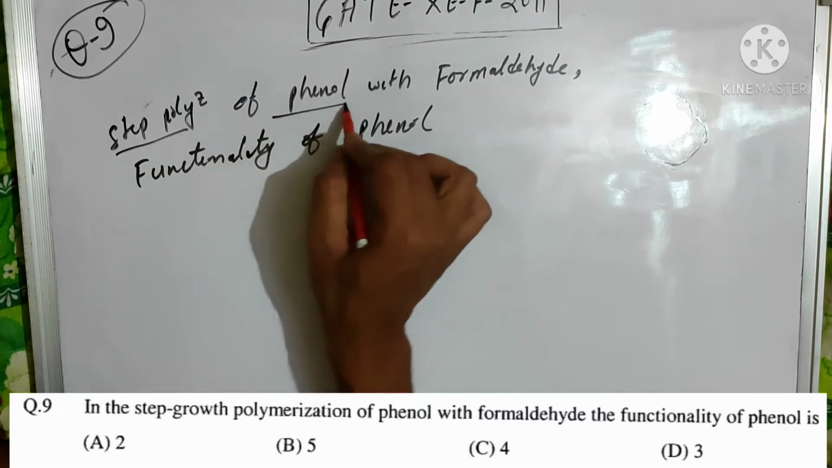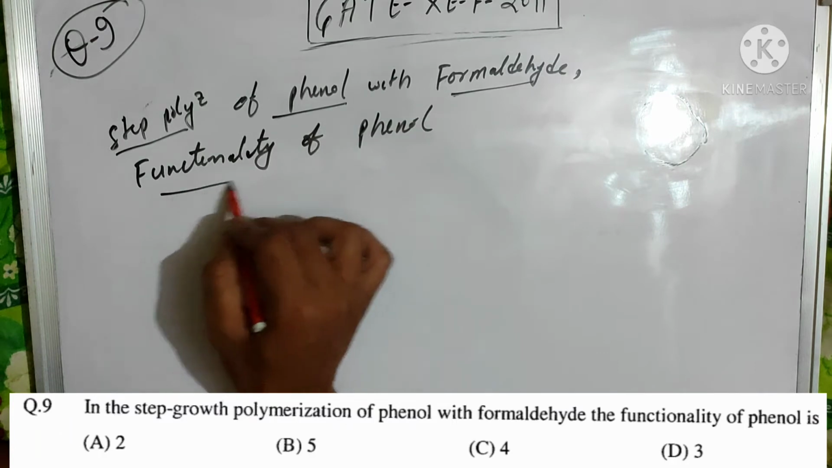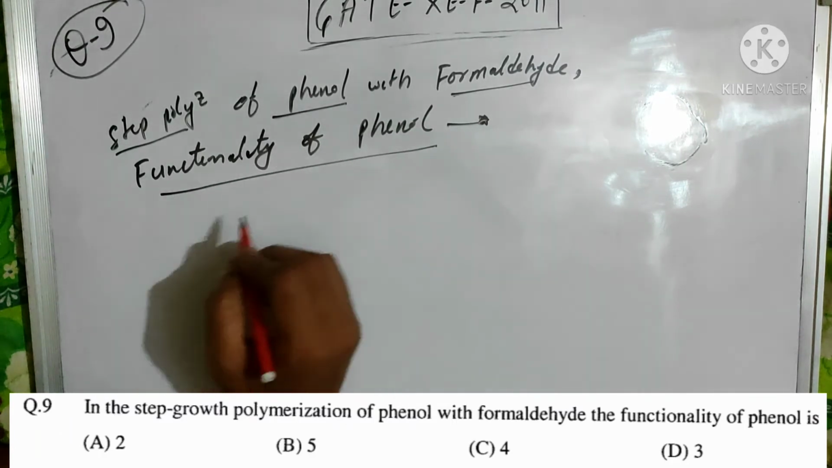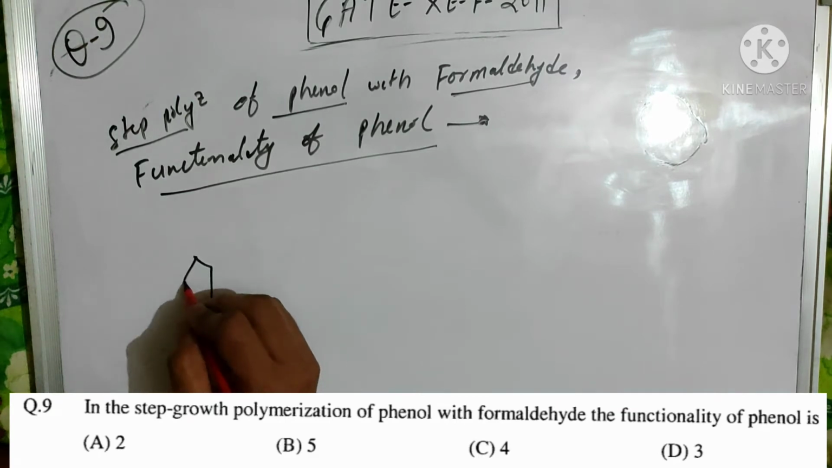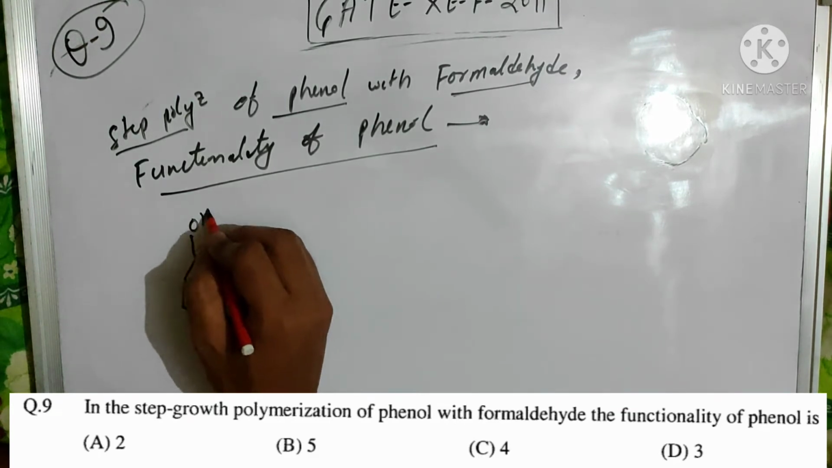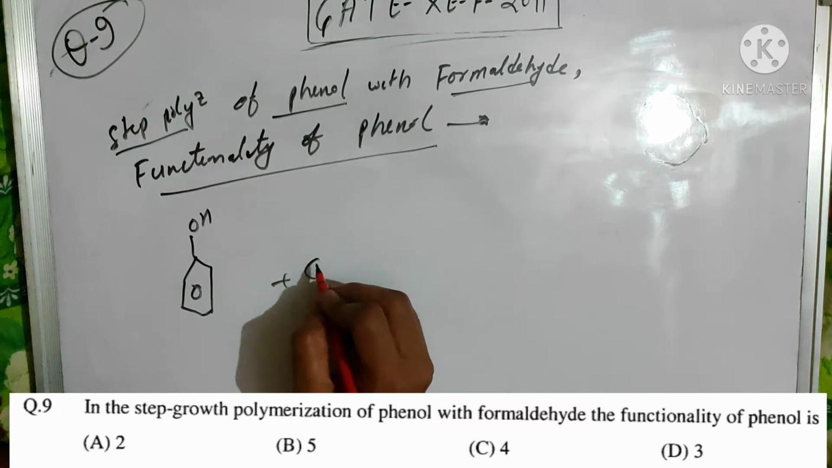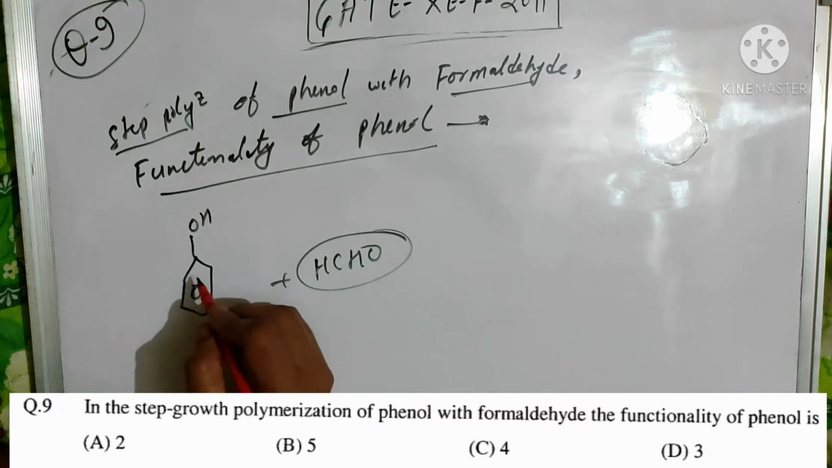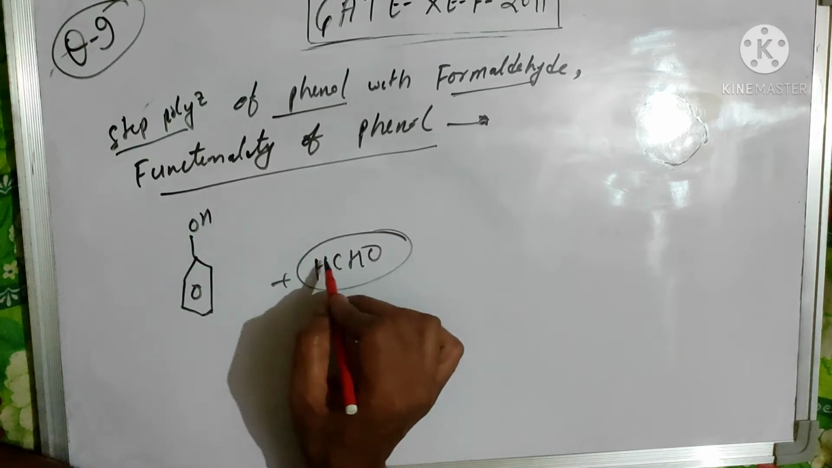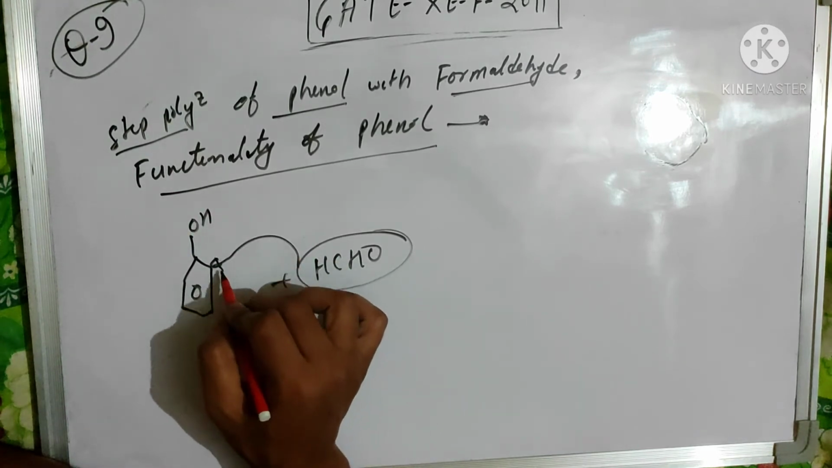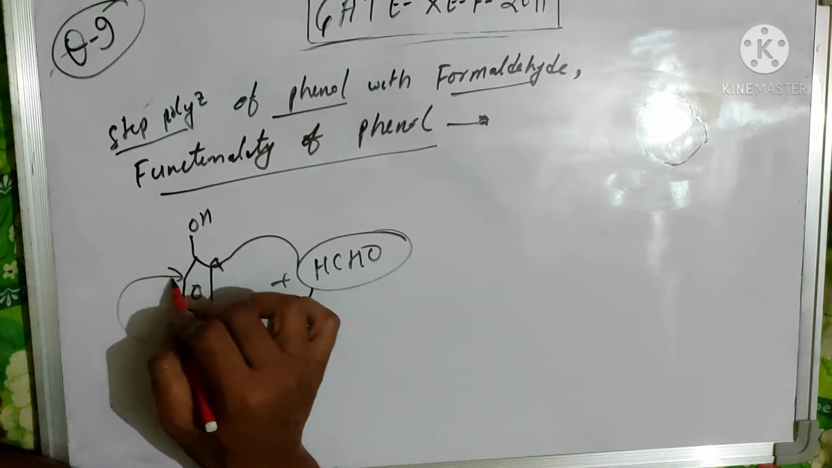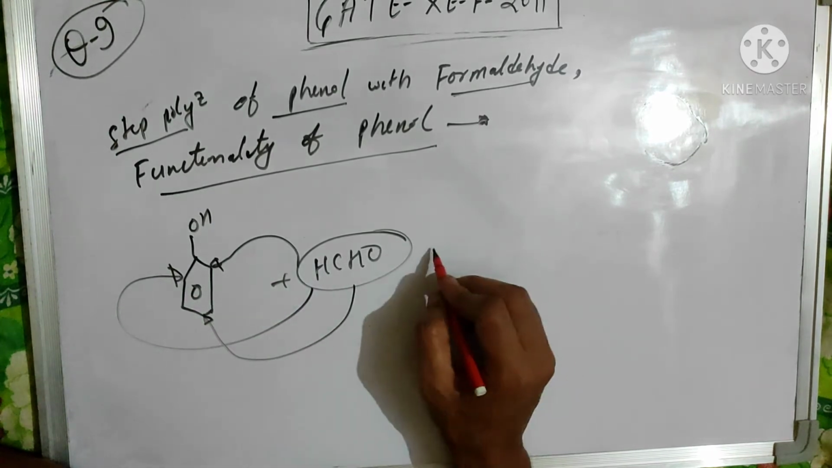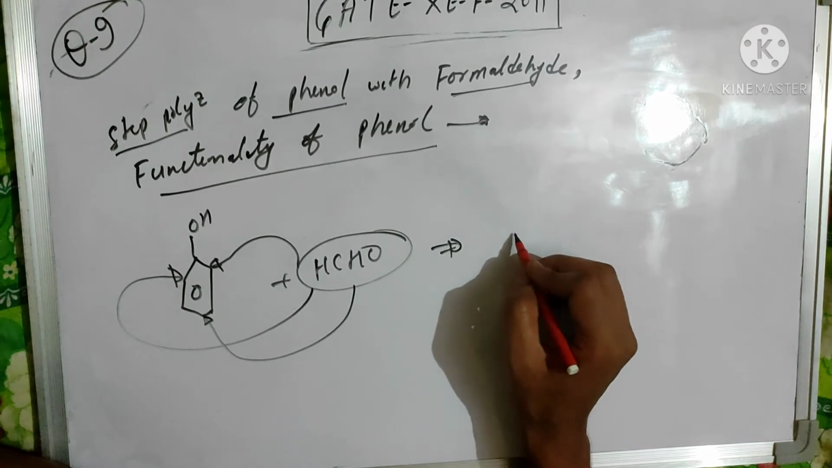In step polymerization of phenol with formaldehyde, what is the functionality of the phenol? Let us understand with the phenol. This is phenol, and this is formaldehyde. In the condensation polymerization, formaldehyde attacks this ortho position, also this other ortho position, and this para position. So the functionality of phenol is 3.